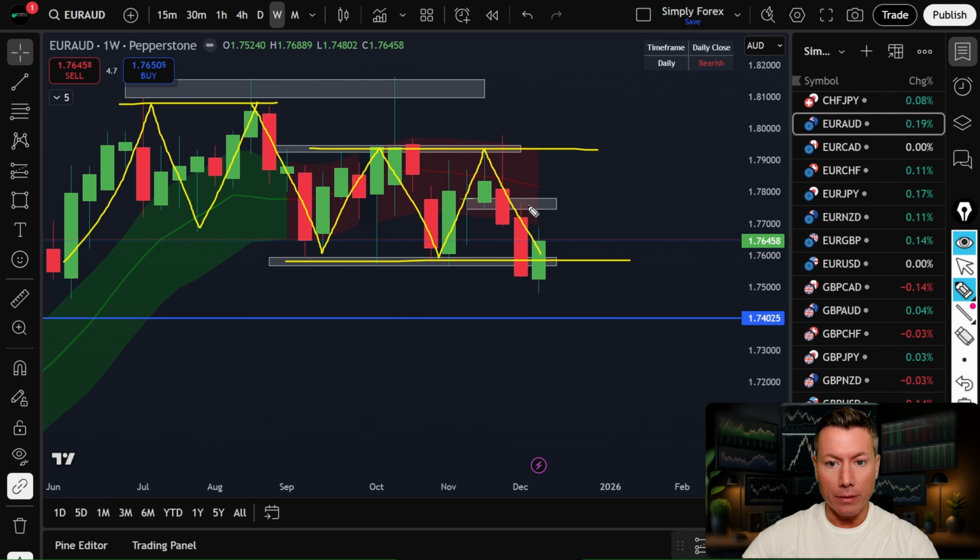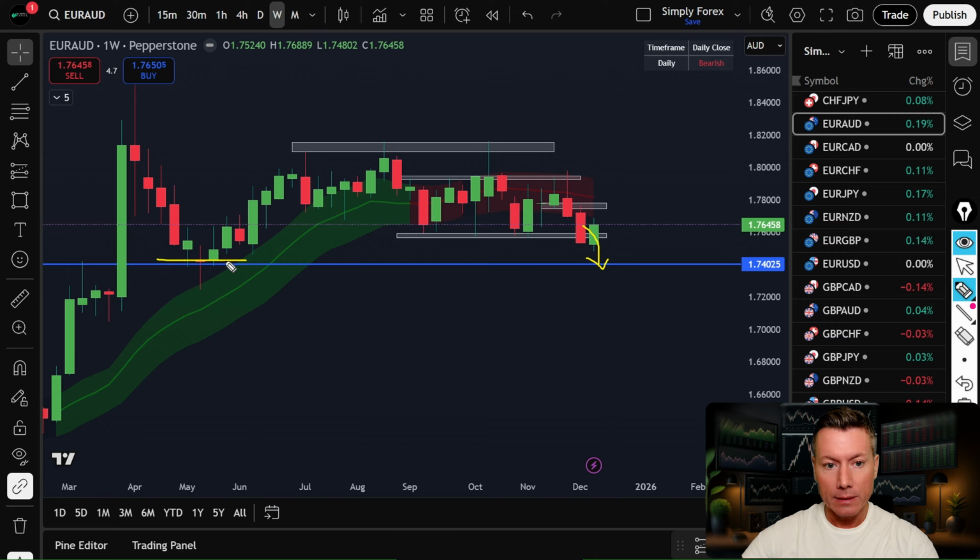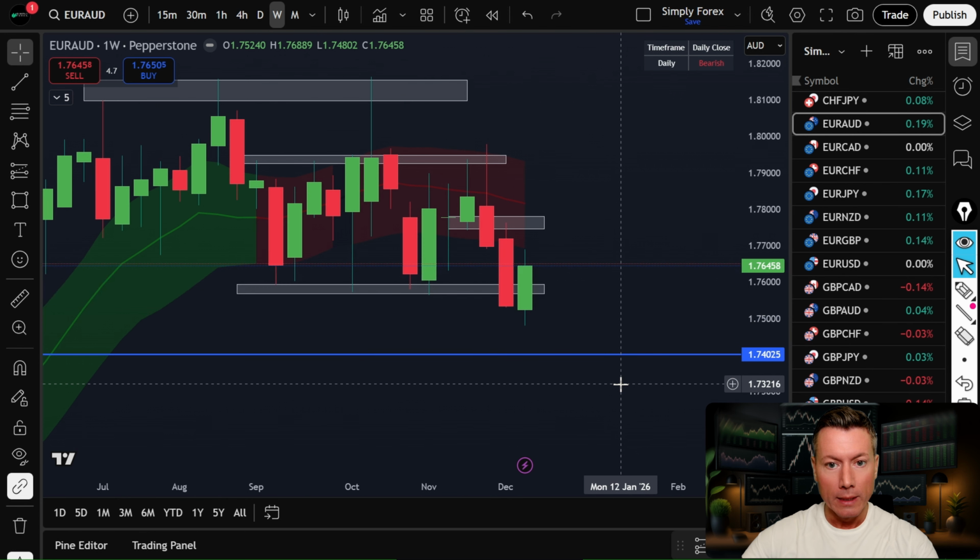And then this candle broke that low. That is a big structure break, right? And if we zoom out a little bit, you can see we've got room back down to the next piece of support here, right? And this 1.7400 psychological level. So weekly bearish.